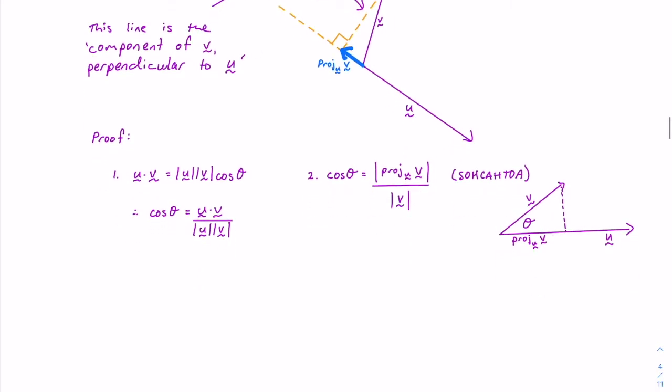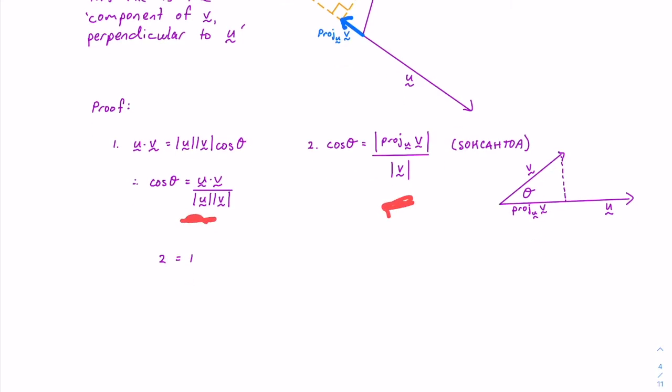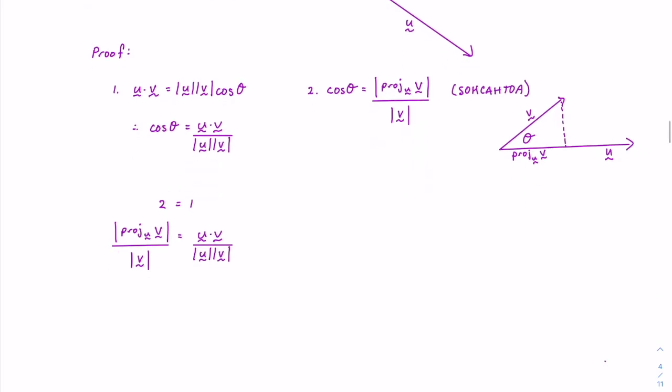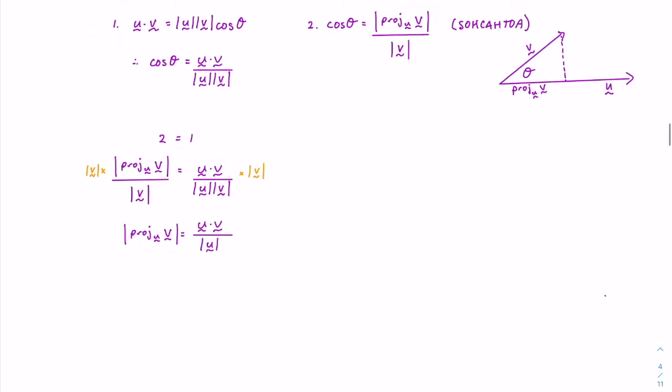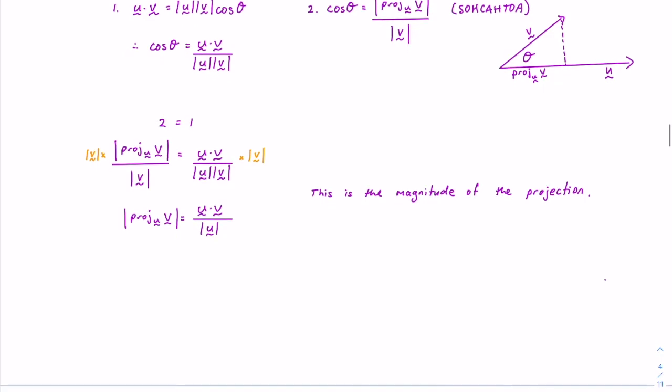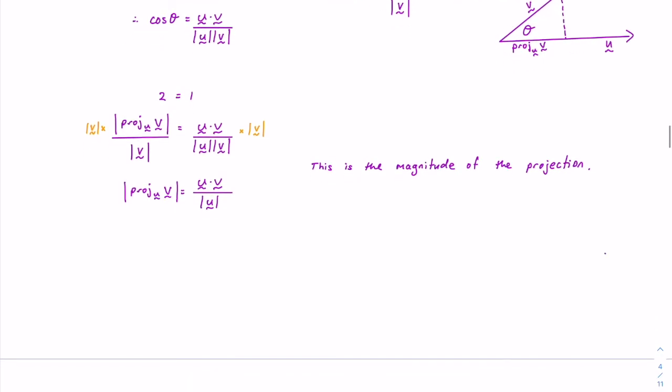Now, all we have to do is make those things equal to each other because they're both equal to cos theta. So if I make this one equal to that one, the magnitude of the projection of v onto u over the magnitude of v equals the dot product of u and v over the product of their magnitudes. Now I just need to multiply each side by the magnitude of v, so they're just going to cancel nicely. So the magnitude of the projection is equal to the dot product of u and v over the magnitude of u. So that's quite important. So that's the magnitude only. You've got to be a little bit careful there with this proof.